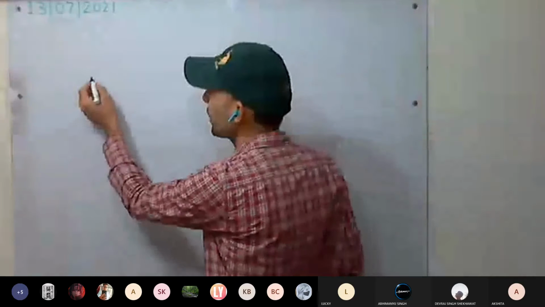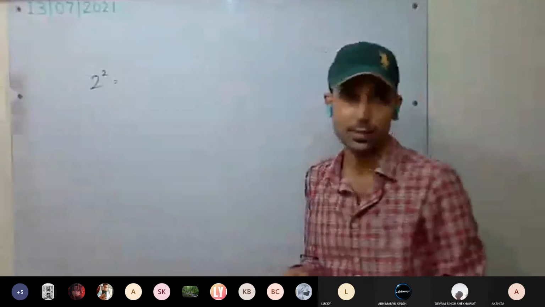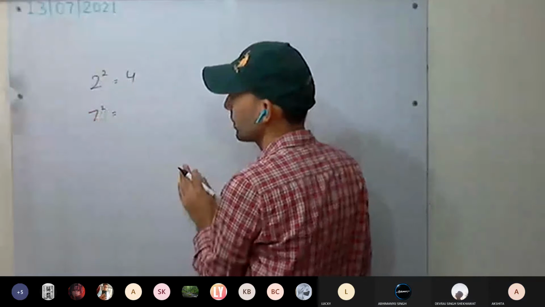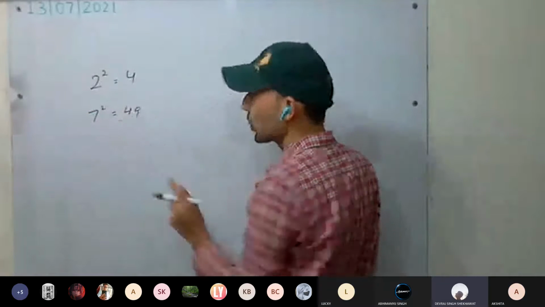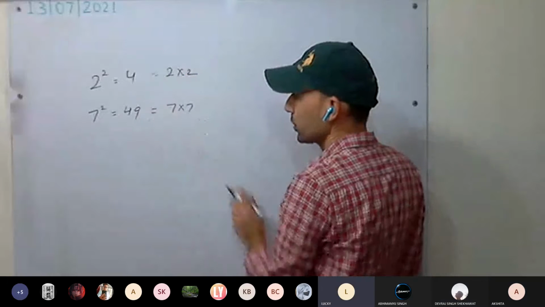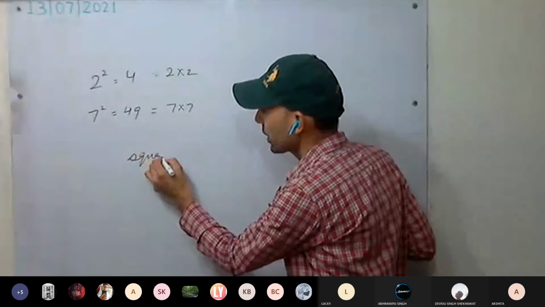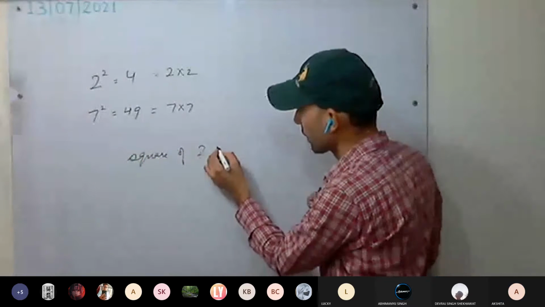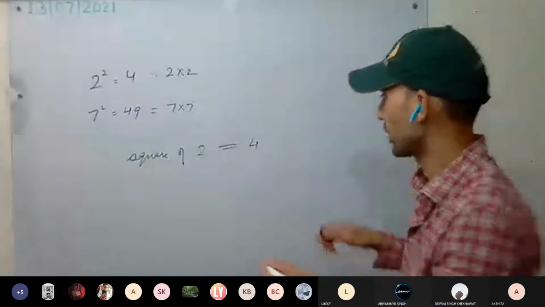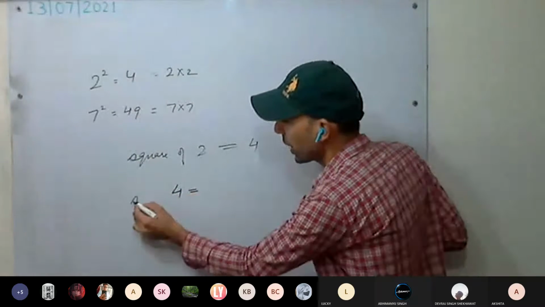If I give you 2 square, you calculate. It means 2 square. How much will it be? 4. 7 square is 49. So how did you calculate? 2 square means 2 into 2, and 7 square means 7 into 7. This is the square. So the square of 2 is 4. Now if I give you 4, calculate its square root.